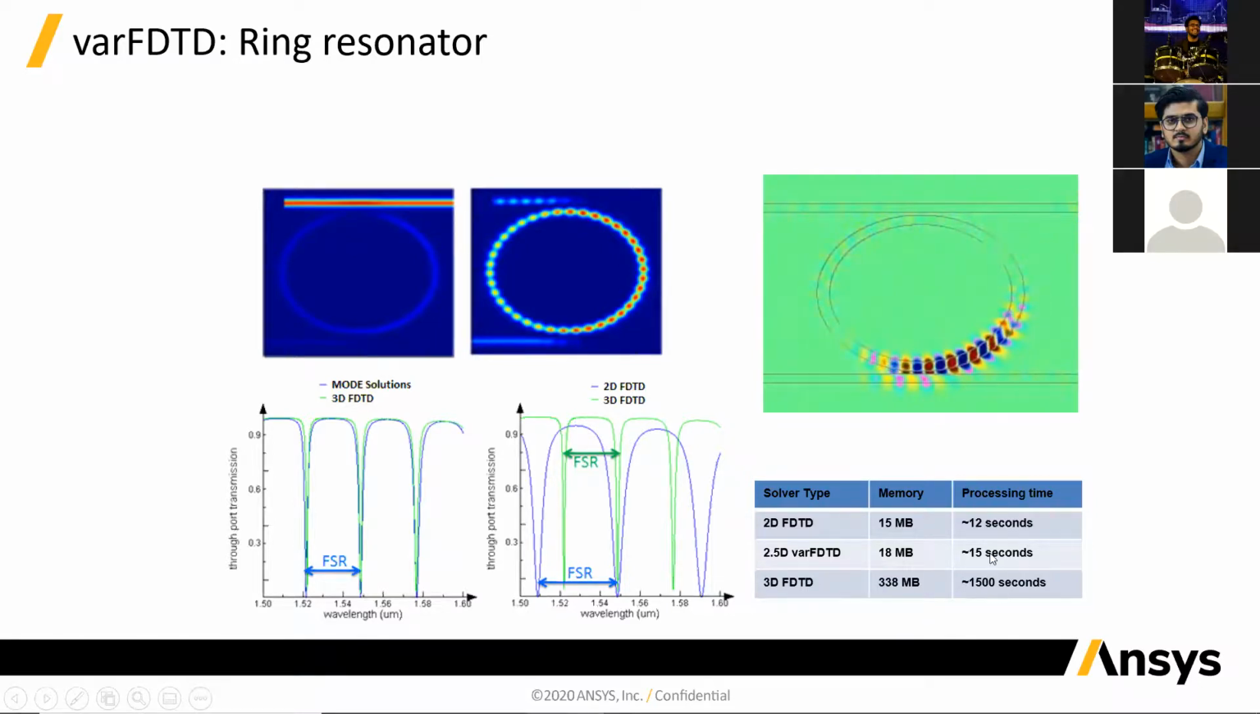Given that there is a factor of 100 difference in simulation time and almost a factor of 20 in memory usage, it's definitely a very good starting point to first design your ring using varFDTD. That way you can run quick simulations, optimize your design, and then once you have your final design, if you want very accurate results, you can always run a single 3D FDTD simulation to get that very accurate result in the end. But when you're at the initial stage of your design, doing parameter sweeps and optimization, it's definitely the better option to use varFDTD.